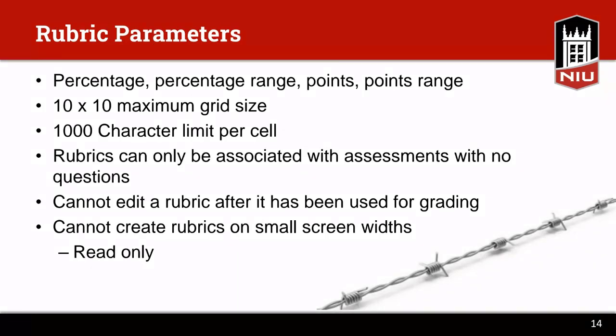I wanted to mention some parameters, somewhat limitations. It's probably not the best graphic to use barbed wire, but this is DeKalb. All right, so percentages, percent ranges, points, and point ranges. This is something I just added to this workshop, because up until October, points and point ranges were not available. There is a limitation on the maximum size of the grid, so you can have 10 columns and 10 rows, but it's not possible to have 11 columns or 11 rows, all right?